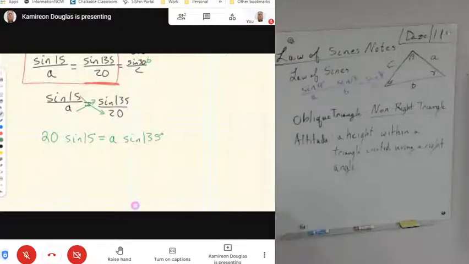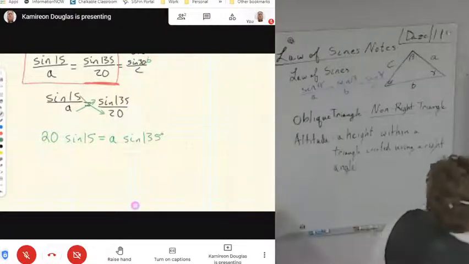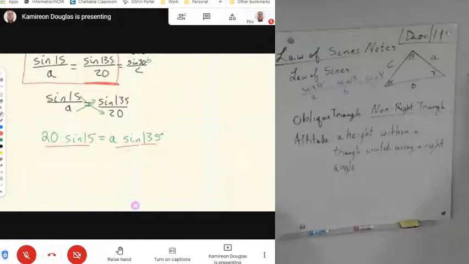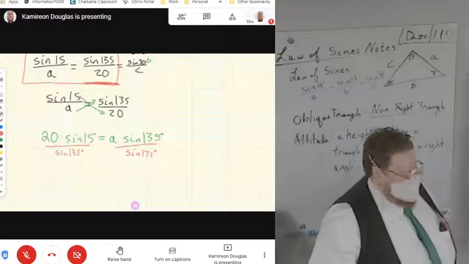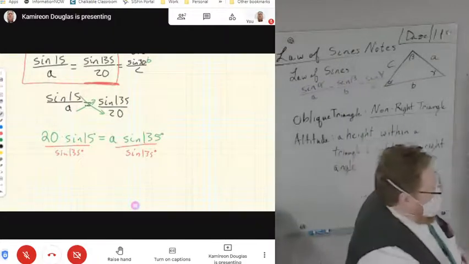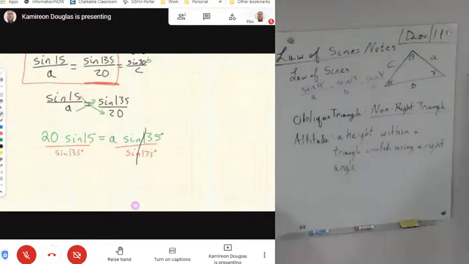Divide by sine of 135. To take both sides, divide by sine 135. All the problems today and next week are going to be in degrees, so make sure you calculate in degrees when you're doing your homework. This means that my A, these two cancel. My A is equal to 20 times sine of 15 over sine of 135.